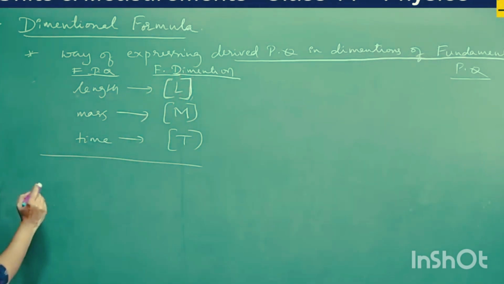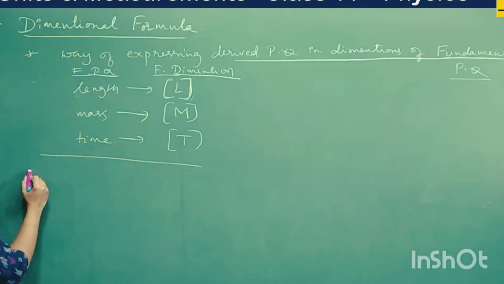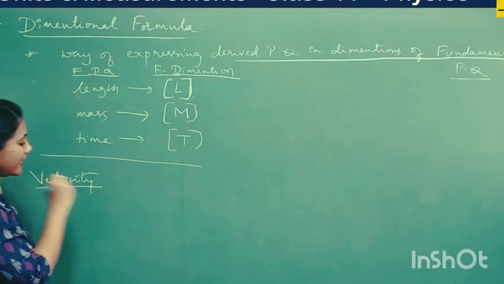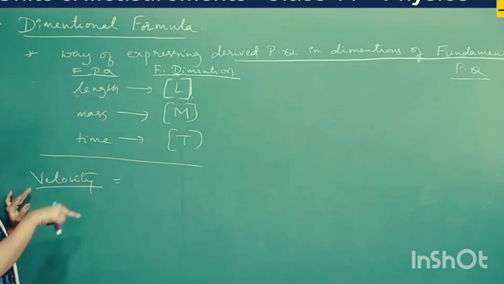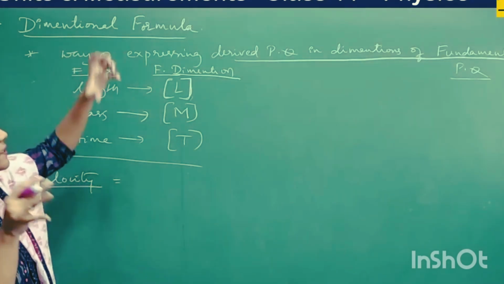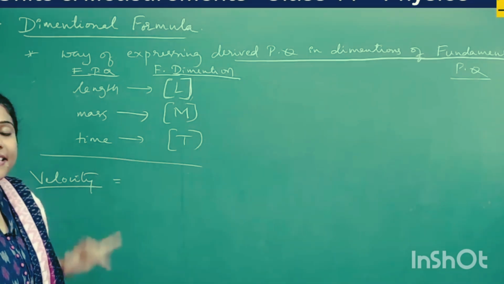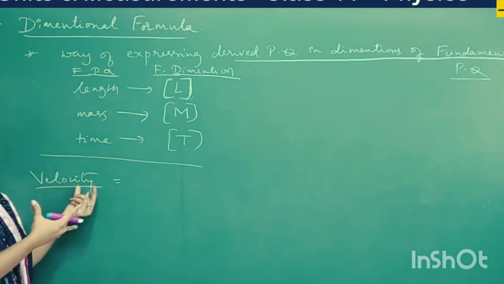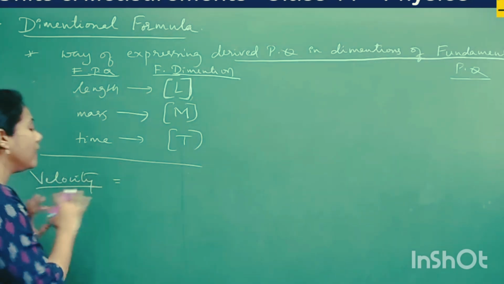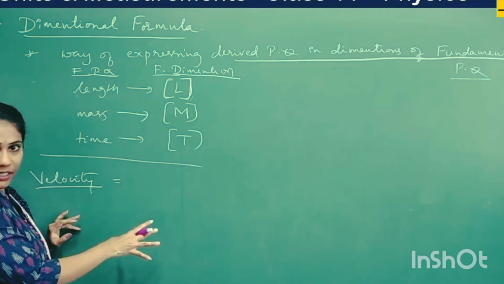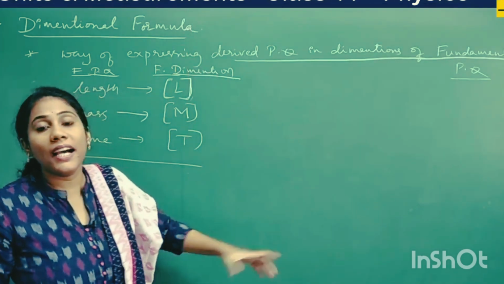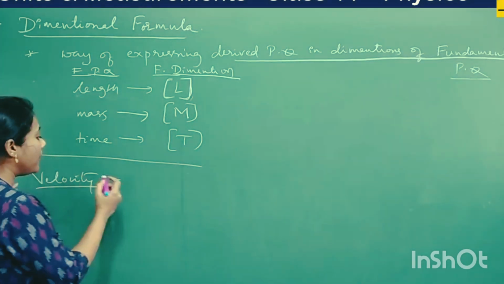So now, for example, let me take velocity. I'm writing the dimensional formula for velocity now. Dimensional formula is mainly applicable for derived units. It tells you what fundamental quantities are there in a particular derived quantity. You must know the formula of velocity initially. Without knowing a formula, writing a dimensional formula is impossible. So definitely the formula is important.